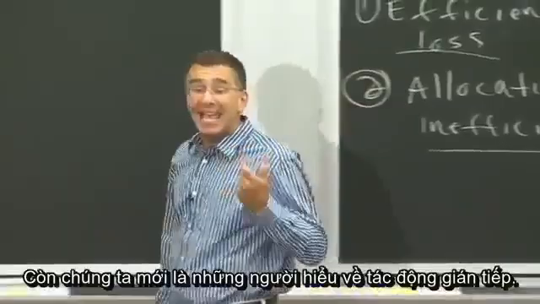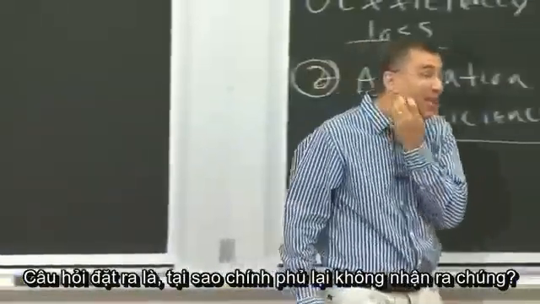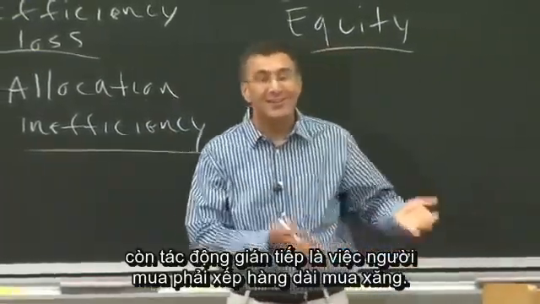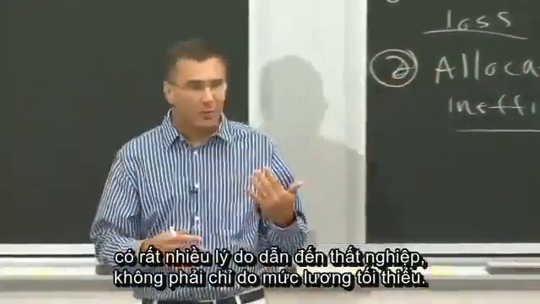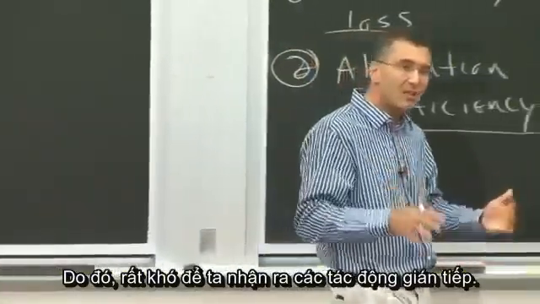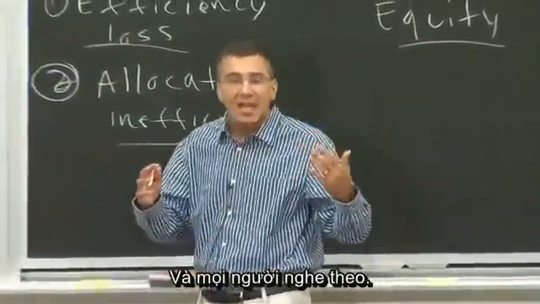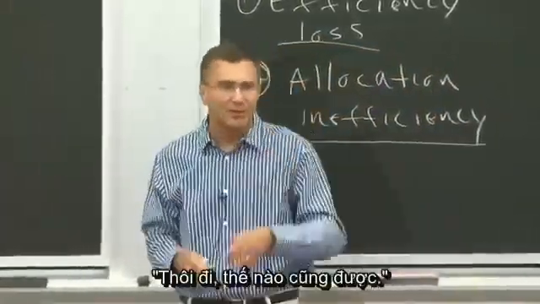Okay? In the case of gas, it was easy to see. The question, why did the government realize this? Everyone saw the direct effect, which was low prices, and the indirect effect, which was long lines. With the minimum wage, it's harder, because there's lots of reasons for unemployment, not just the minimum wage. So the indirect effect is a lot harder to see. If you're a politician saying, look, I'll raise the minimum wage, I'll make sure you're paid more, everybody goes, yay. And then the economist says, well, you have to understand that according to this diagram, that will lead to unemployment. And people are like, whatever, shut up.